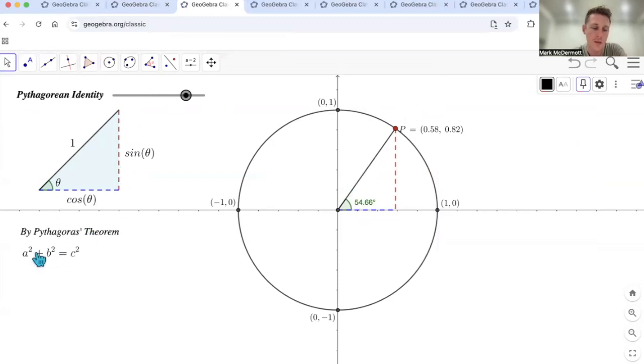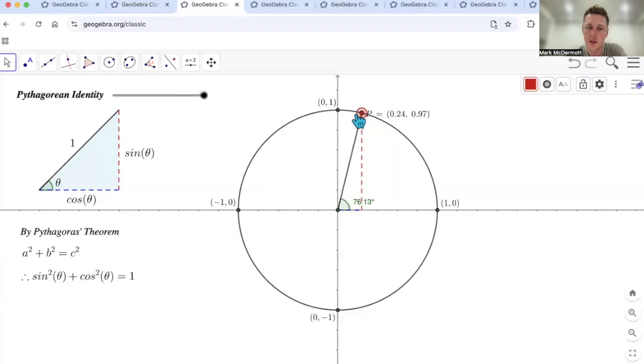So if we apply Pythagoras' theorem, a squared plus b squared equals c squared, we know that sine squared theta plus cos squared theta must equal 1 squared. But 1 squared is 1. So an interesting fact that falls out of this unit circle discussion is that sine squared theta plus cos squared theta equals 1. And that can be really helpful for solving a whole range of problems. So that's what's known as the Pythagorean identity. All right, so hopefully that's interesting.